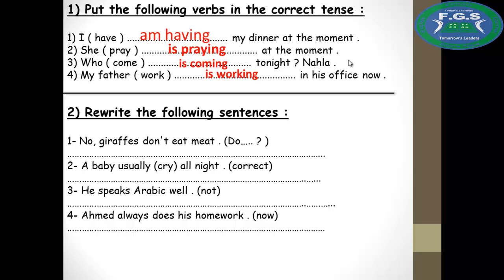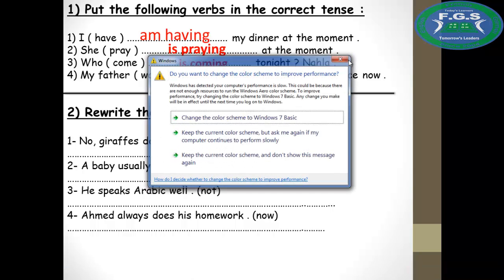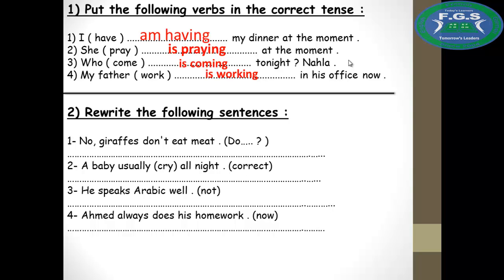Exercise number 2, rewrite the following sentences. Number 1, no, giraffes don't eat meat. We want a question with do. So the answer is, do giraffes eat meat? Okay, number 2, a baby usually cry all night. And we have the verb cry. We want to correct it. Thank you. A baby usually cries all night.